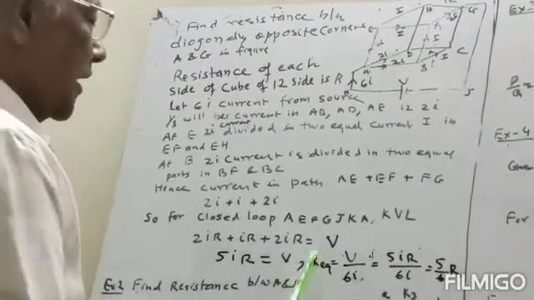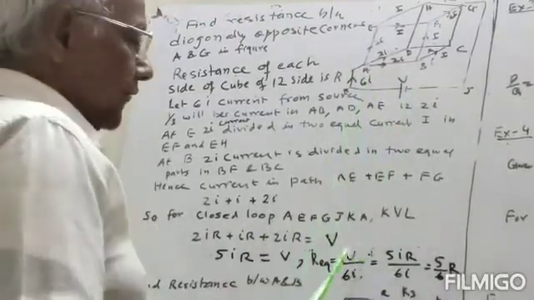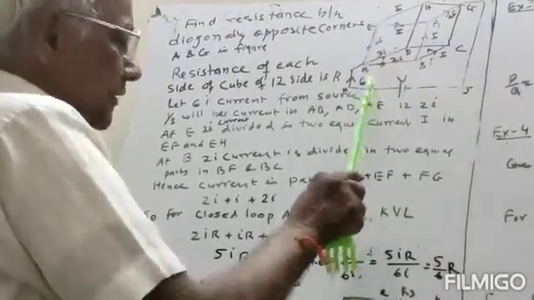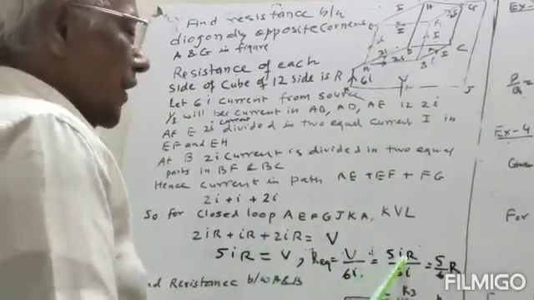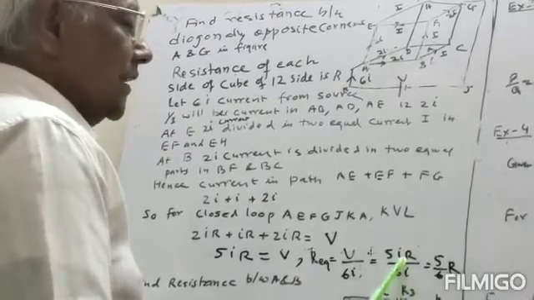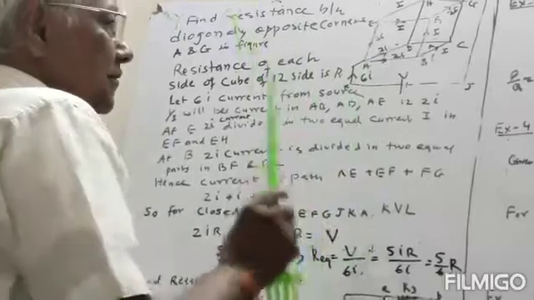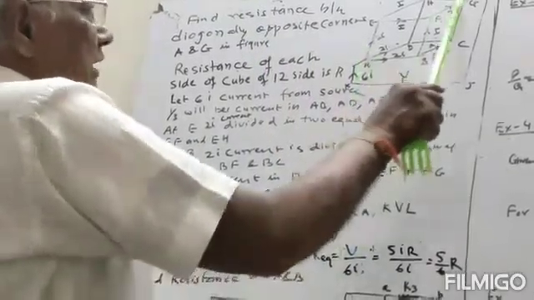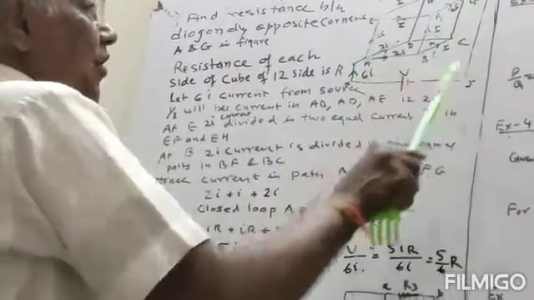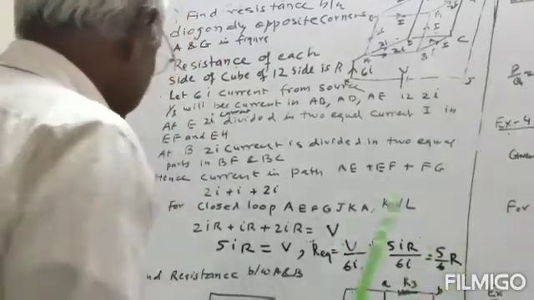Now what will be the R equivalent? R equivalent will be equal to V divided by total current, and we have assumed the total current 6I. So V by 6I. Now we substitute the value of V: 5IR by 6I, I cancels. So this is equal to 5 by 6. So the total resistance of the oppositely diagonal points A and G of this cube will be equal to 5 by 6 R.